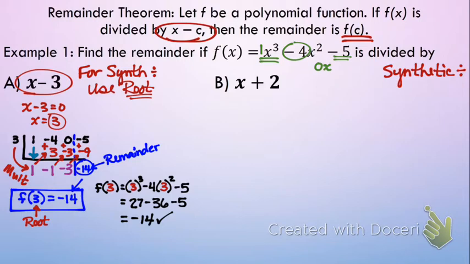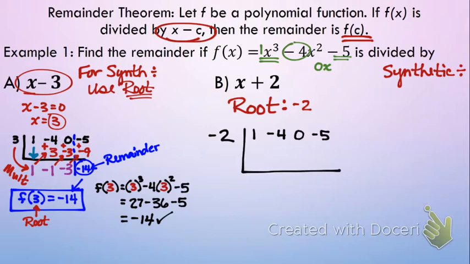All right, let's do part B. What's my root? -2. So I've got -2 on the outside. We're dividing the same polynomial, so I'm going to have the same coefficients. 1, -4, 0, -5. I always like to get this guy cut off from the rest.